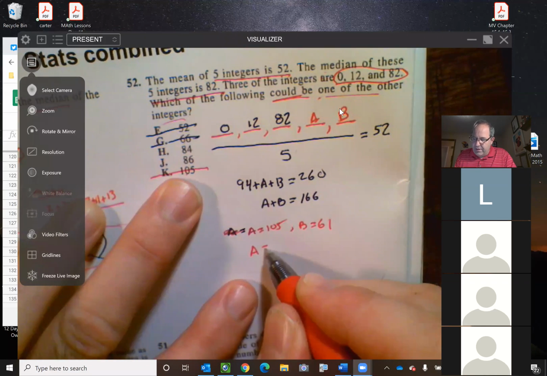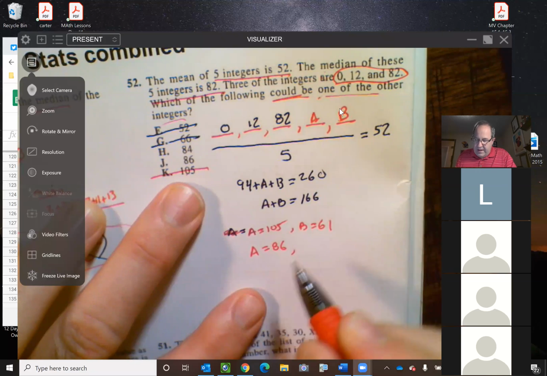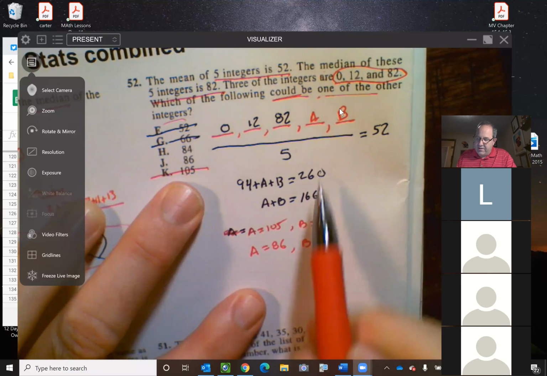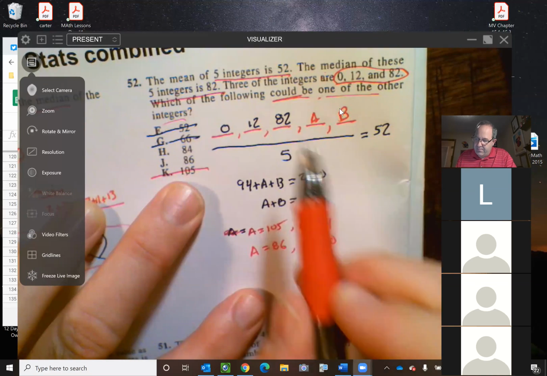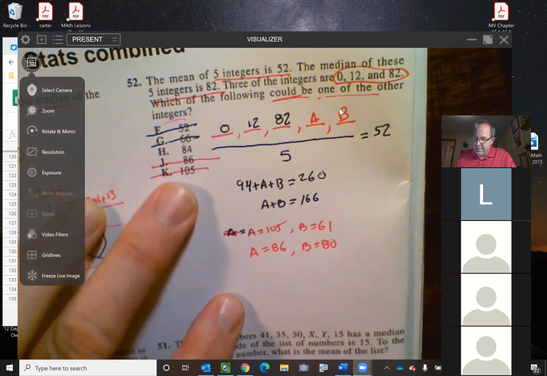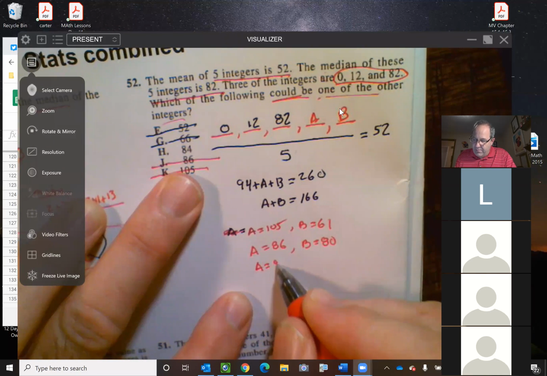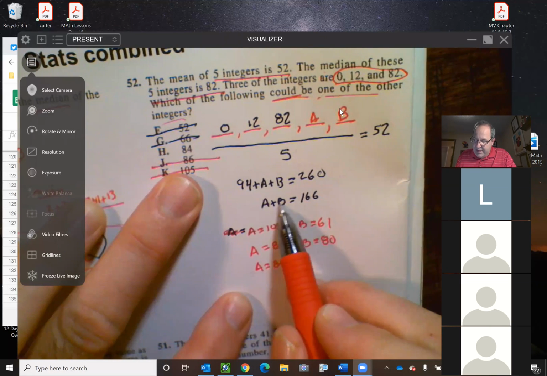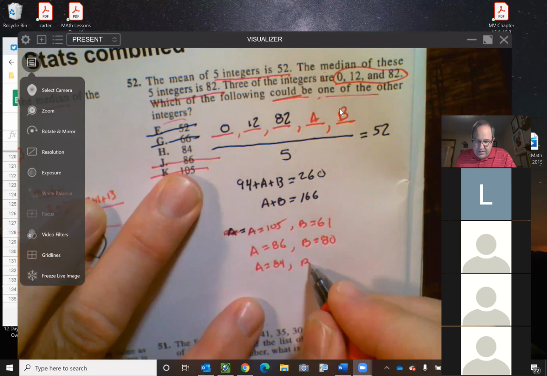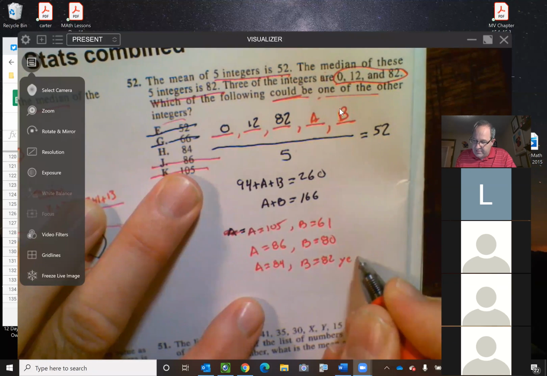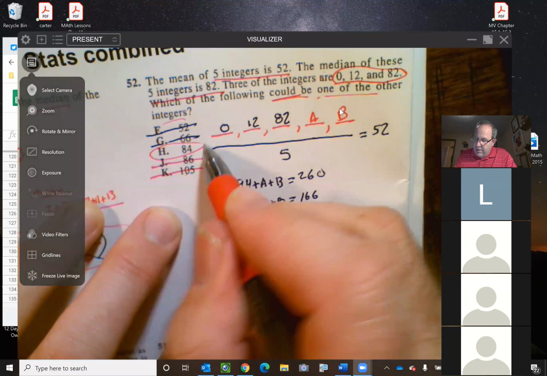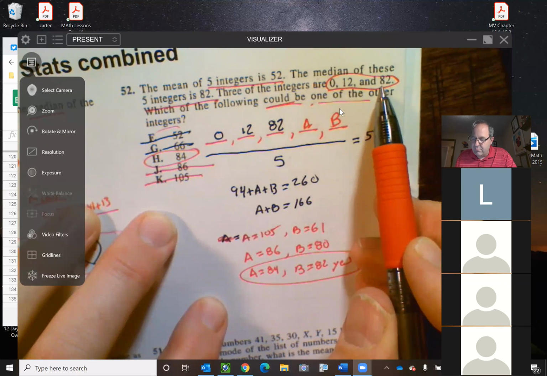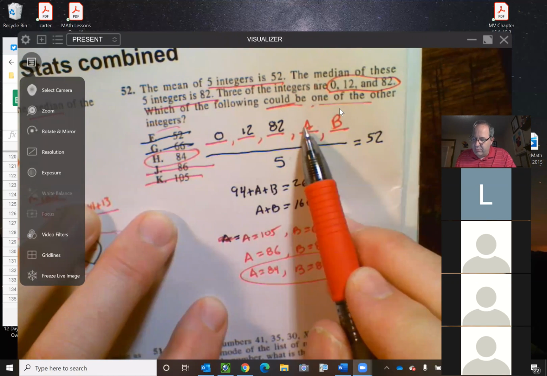What if A were equal to 86? Well, if A is equal to 86, then B has to equal 80. And again, you're like, no, got to be bigger than 82. So that can't be it. Well, what if A is equal to 84? Well, if A is equal to 84, again, we know that those two numbers have to add up to be 166. That means that B equals 82. Yes, that's it. Well, I guess they weren't stuttering when they said the three numbers were 0, 12, and 82. Wasn't quite sure that one of those was an 82 there.